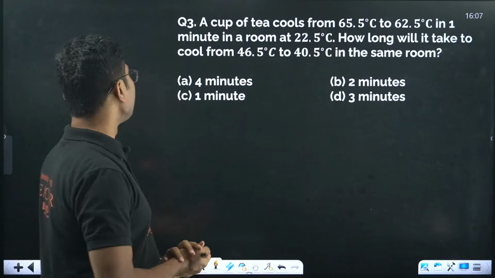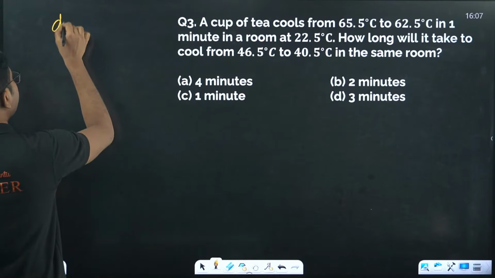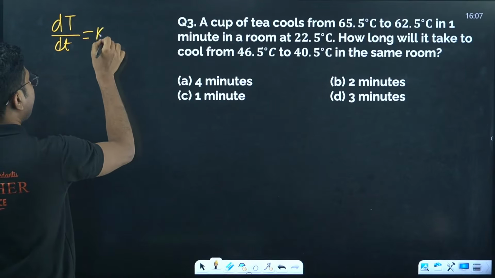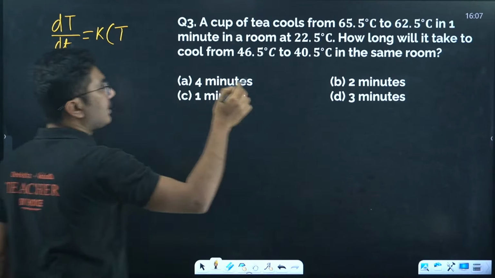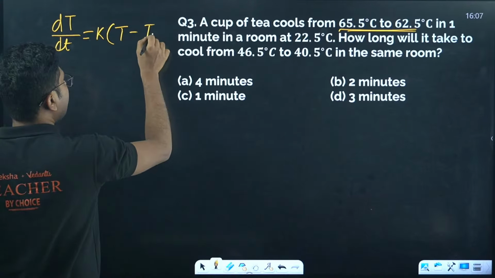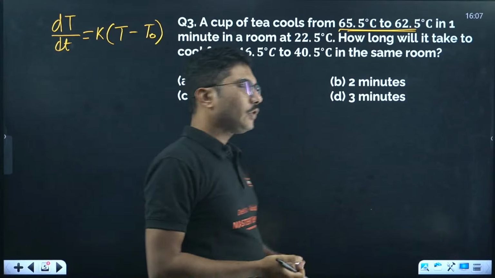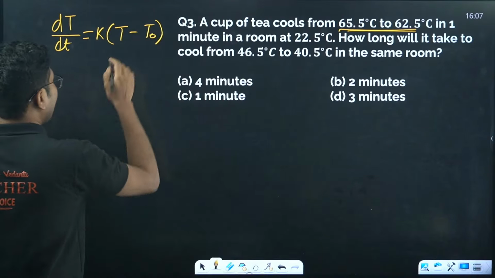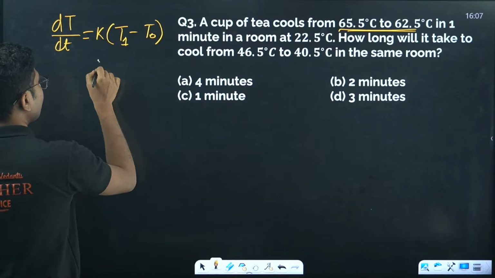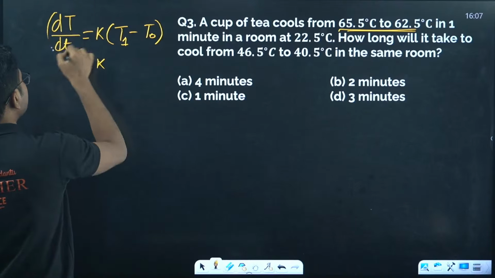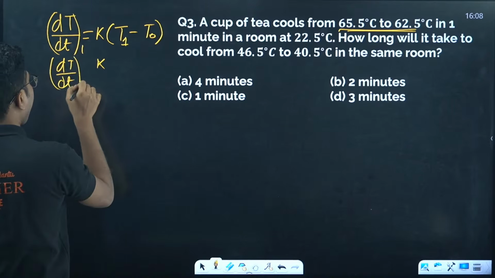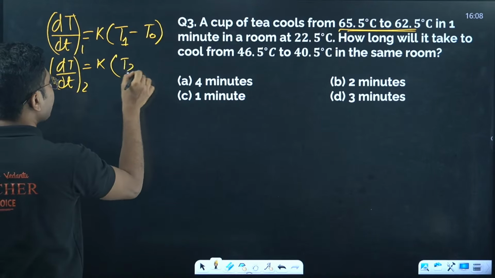Newton's law of cooling states that the rate of change of temperature with time is a constant times the mean temperature of these two minus the surrounding temperature. This is the formula. Suppose the mean temperature for case 1 is T1, and the constant is the same for both cases. For case 2, the mean temperature is T2 minus T0.